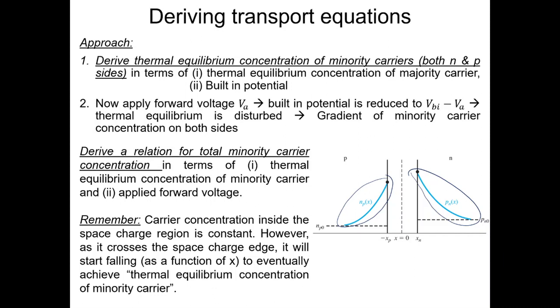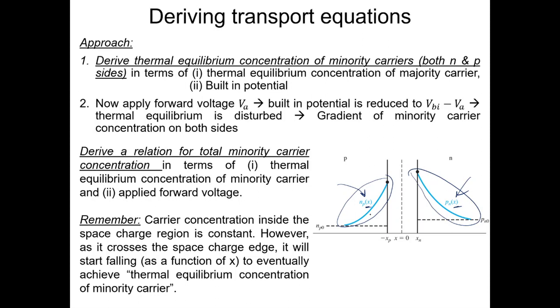So if we get this excess minority carrier concentration as a function of x and we apply a diffusion transport equation as we have seen before, we will be able to get the total current, right? The total current will be nothing but the current contributed by the diffusion of excess electrons and the diffusion of excess holes, the sum of those two, right?